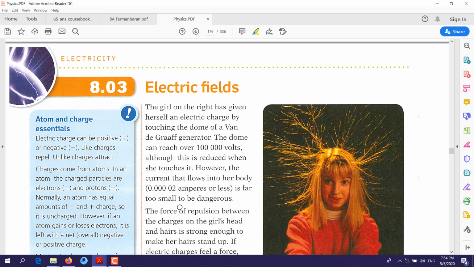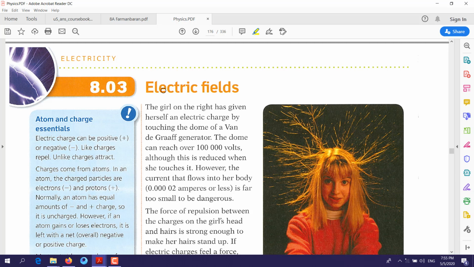Hello everyone. Today we will talk about electric fields. In the previous lessons in 8.1 and 8.2, we were talking about electric charge. We talked about how charges can be generated, and also about the types of charges, and we explained how the charges attract or repel each other.